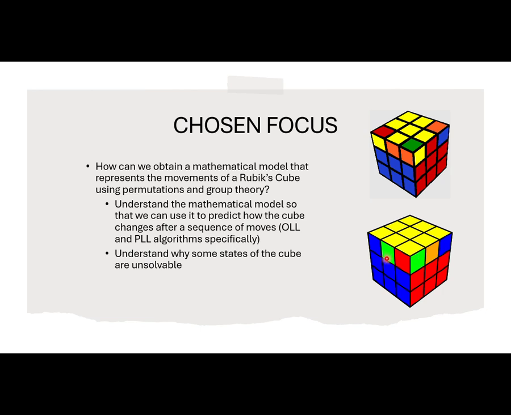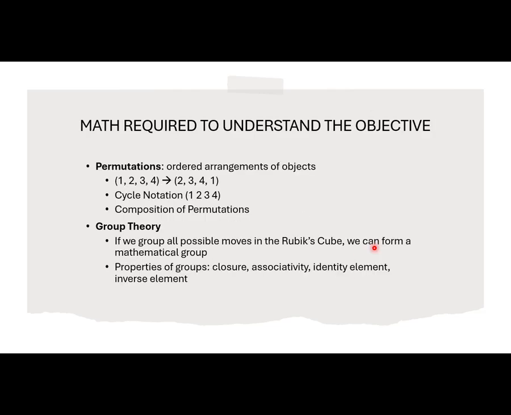We want to explain why you cannot reach a solved state if you twisted, for example, a corner, or if the cube popped, which means basically it exploded and you reassembled it. What's the chance of being able to reach a solved state again? Now, in order to understand this objective, we need some math on permutations and group theory.